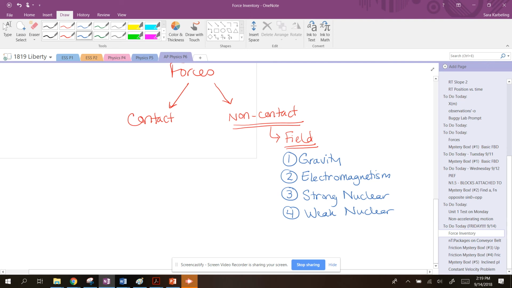Do you want to know how I know that it's not that strong? Because I can totally overcome it every day, right? I can pick this up. Gravity's pulling it down, but I can pick it up. I'm way stronger than gravity. You with me there? Does that make sense?